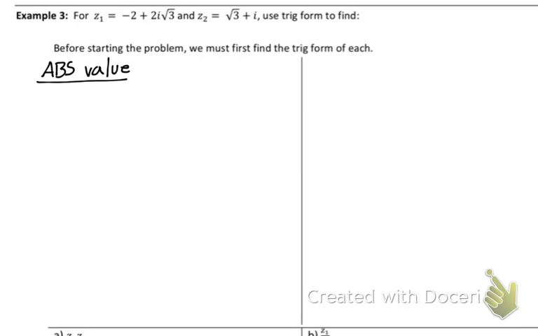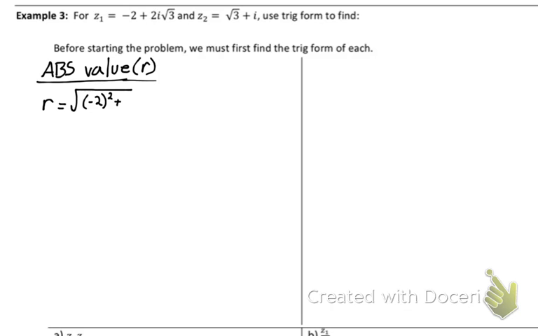Just like our magnitude, I always do this first. Let's just let r stand for absolute value. So we're going to say r is going to equal the square root of a squared plus b squared. For z sub 1, my a is negative 2. So we're going to do negative 2 squared plus my b.